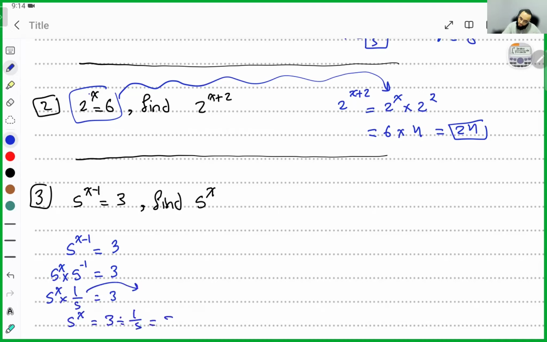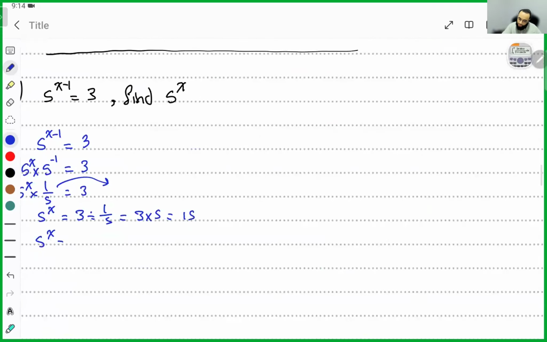Which is times 5. Actually, it's 15. So 5 power of x equals 15. He's asking about 5 power of x. That's it. Any problem? No. Okay.